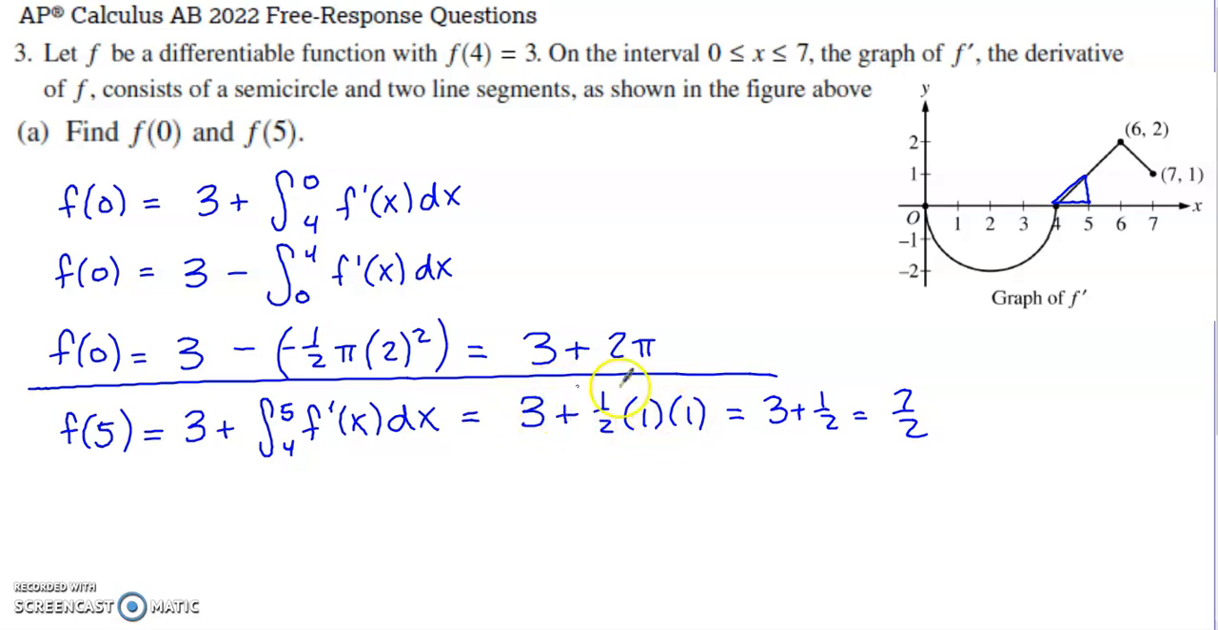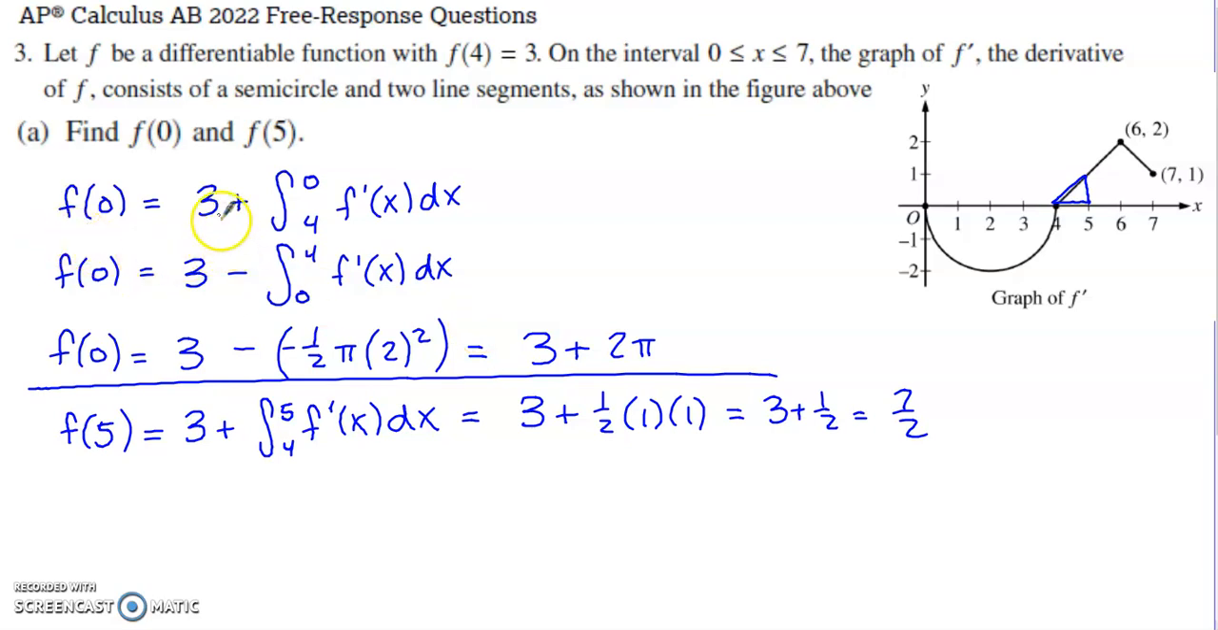This answer right here would receive full credit. You don't have to simplify in these FRQs on the calc test. If you did try to simplify that, it does turn into 7/2. We will actually need that a little bit later on, so we'll benefit by having it into a nicer value here. F of 0 is a little bit trickier.